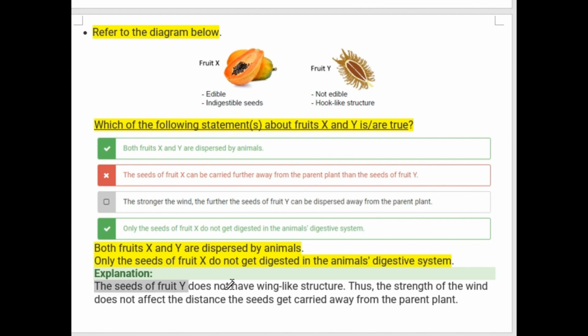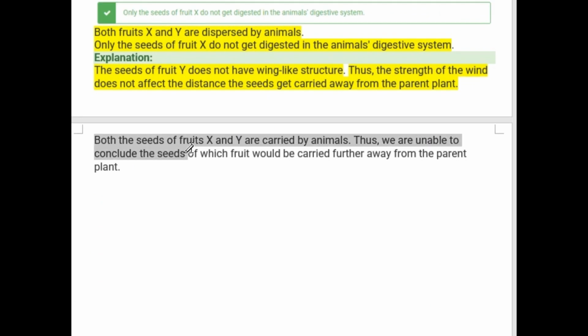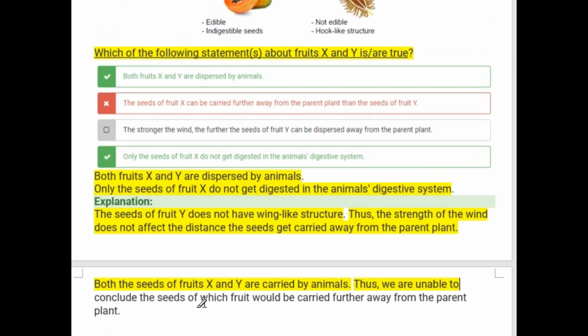The seeds of fruit Y does not have wing-like structure. Thus, the strength of the wind does not affect the distance the seeds get carried away from the parent plant. Both the seeds of fruits X and Y are carried by animals. Thus, we are unable to conclude the seeds of which fruit would be carried further away from the parent plant.